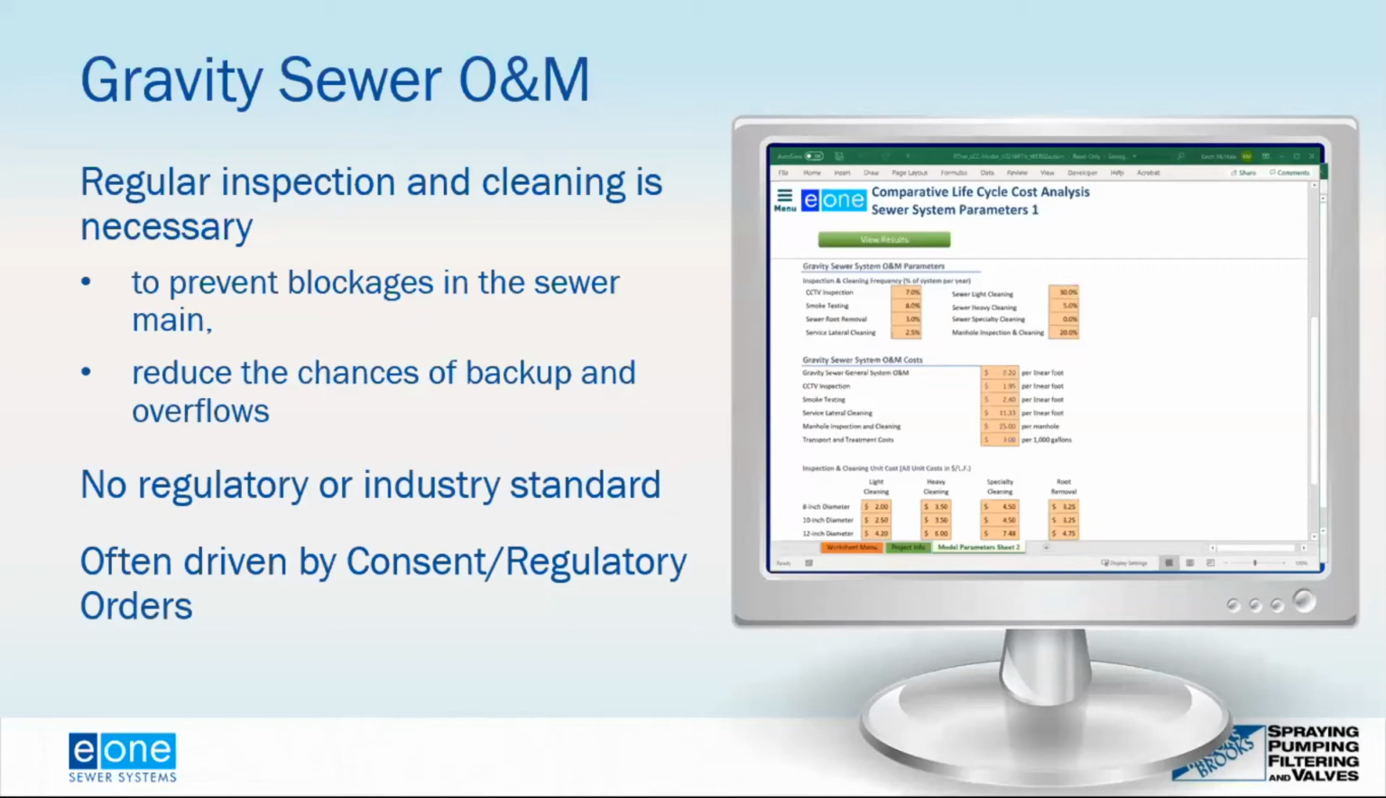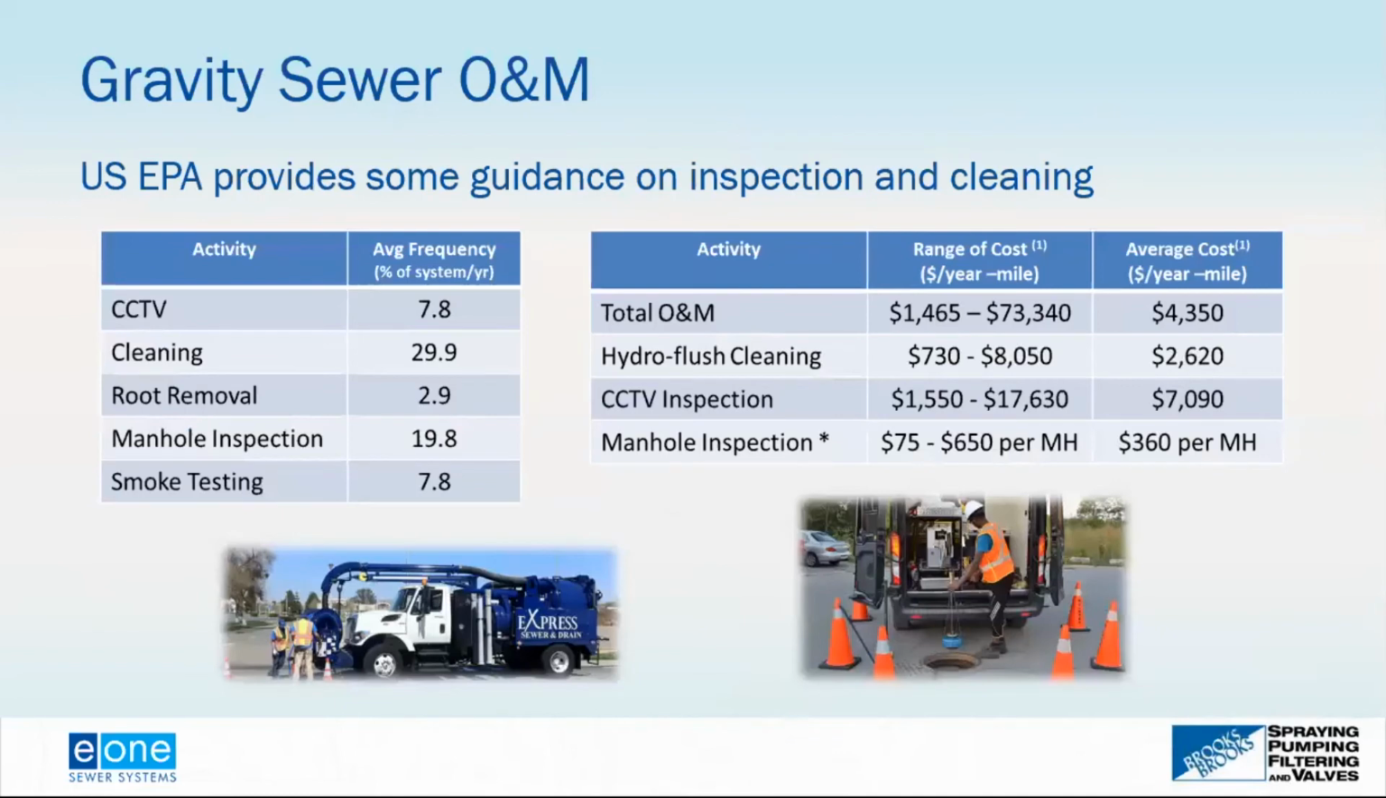So that tells us that maintenance of a gravity sewer system is required. Now, there are no regulatory or industry standards. Often it's driven by consent or regulatory orders, but this is just kind of an idea, from the US EPA. I've pulled this from an older report, but it's still kind of valid today. They provide some frequency, and you really want to be in there maintaining and keeping an eye on your gravity sewer system on a regular basis. And if you're looking at hydro cleaning per mile, and these are some numbers that came out of that EPA report, you're looking at about $2,000, $3,000 a year.